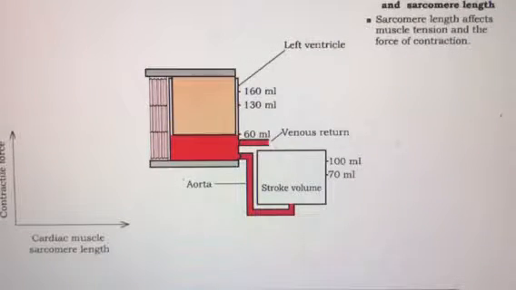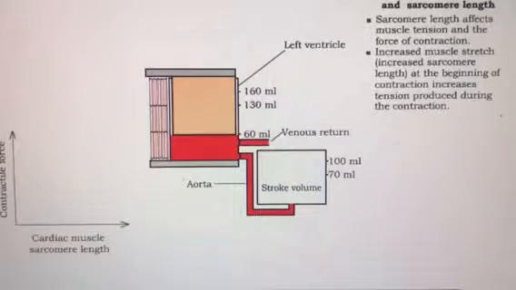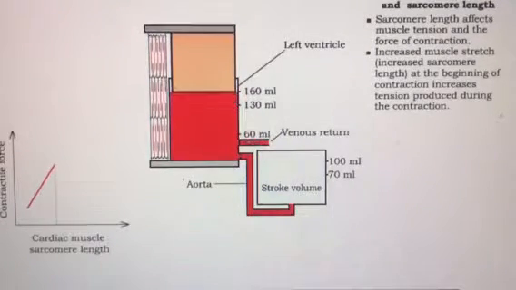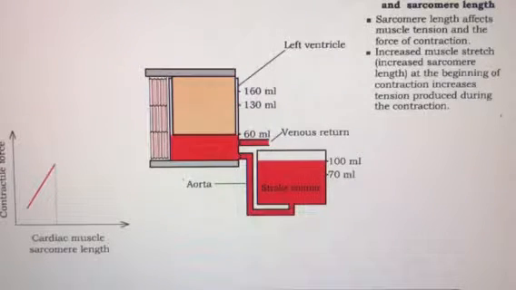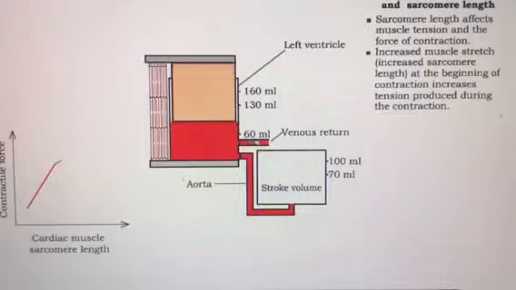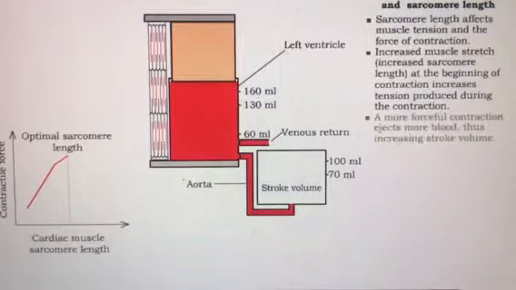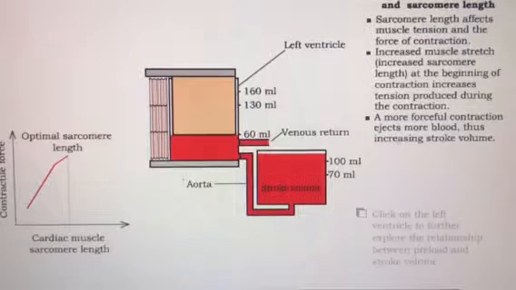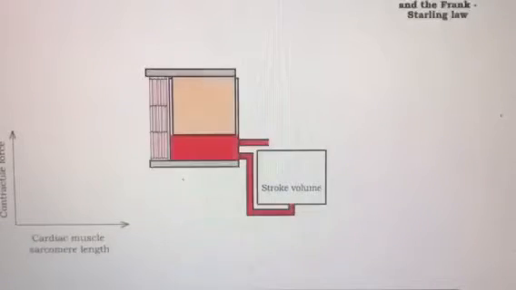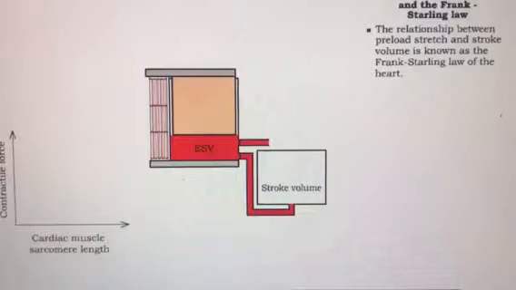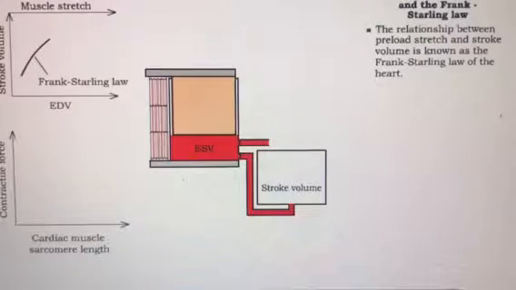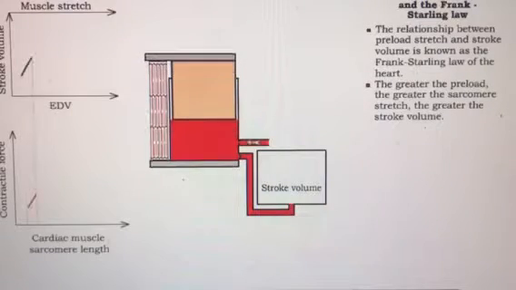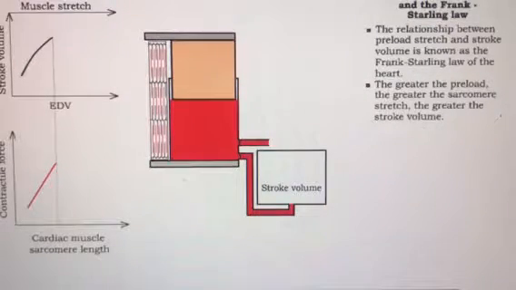Sarcomere length affects muscle tension and the force of contraction. An increase in muscle stretch increases tension. A more forceful contraction ejects more blood, thus increasing stroke volume. The relationship between preload stretch and stroke volume is known as the Frank-Starling law of the heart. The greater the preload, the greater the sarcomere stretch, the greater the stroke volume.